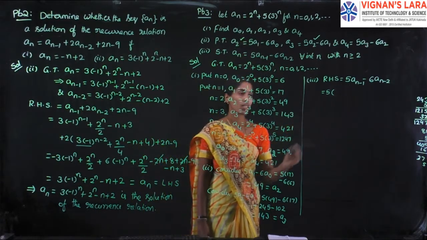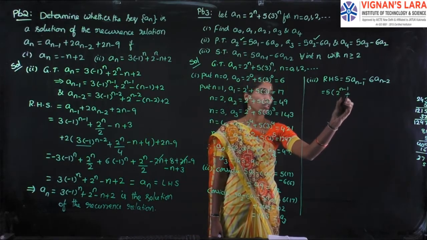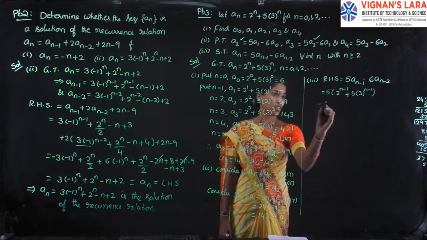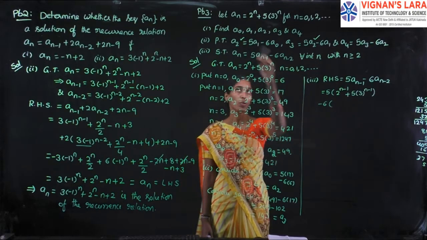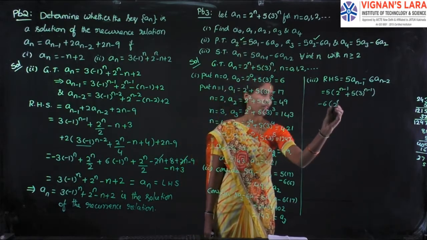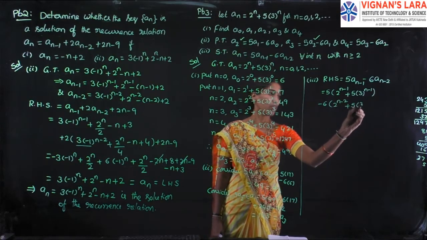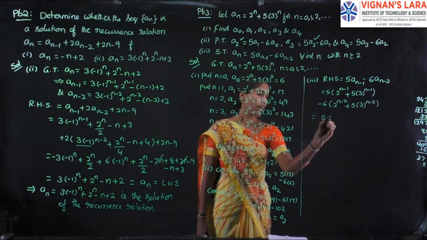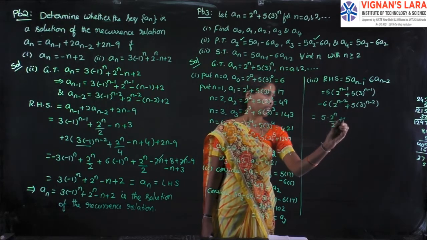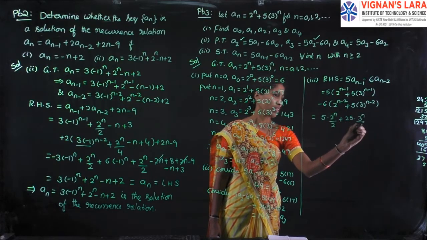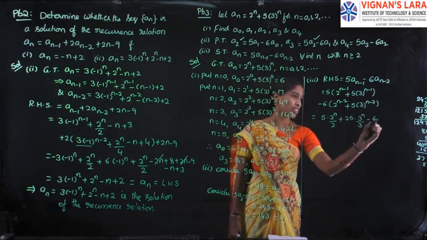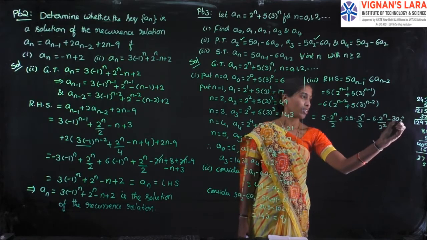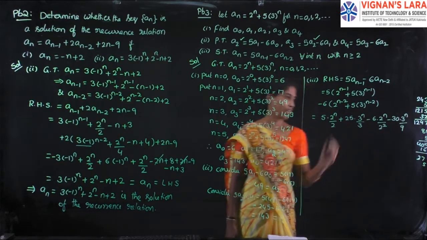You will get a_(n minus 1) value, which is 2 power n minus 1 plus 5 into 3 power n minus 1, minus 6 into a_(n minus 2), put n equal to n minus 2 here: 2 power n minus 2, 5 into 3 power n minus 2. So which is 5 into 2 power n by 2, 25 into 3 power n by 3, minus 6 into 2 power n by 2 square, minus 6 5s are 30, 3 power n by 3 square means 9.